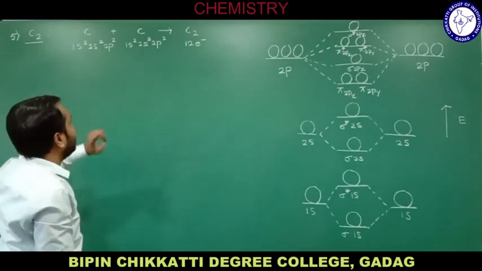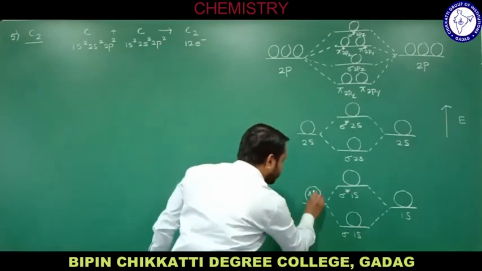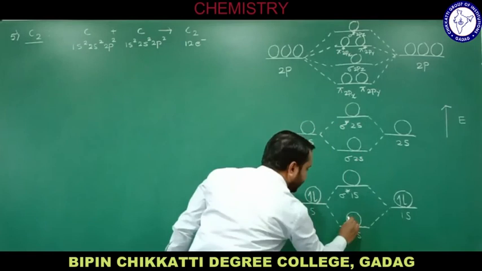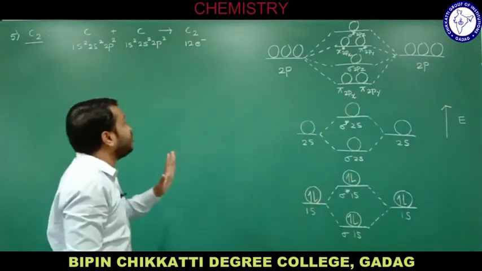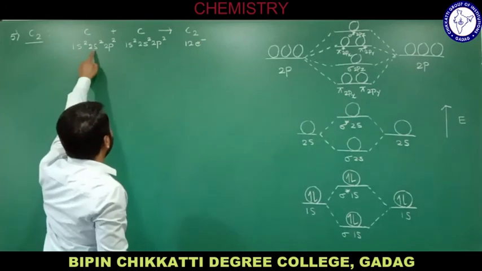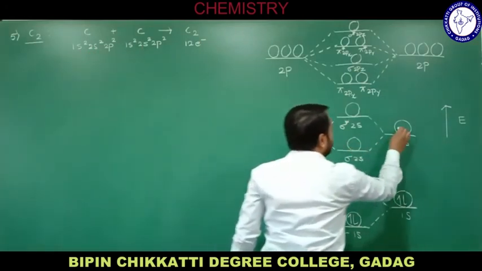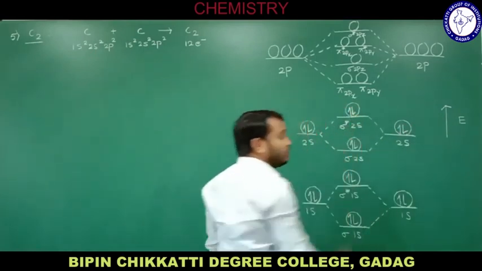Now we have to fill the electrons. 1s2, 1s2. In both 1s we have 2 electrons, so totally 4 electrons we have to distribute in this section. Therefore 1, 2, 3, 4. K shell is completely filled. Next I will come to 2s2 and 2s2. In one 2s2 we have 2 electrons, in the other 2s2 we have 2 electrons, and totally 4 electrons I am going to fill here. 2s is also completely filled.